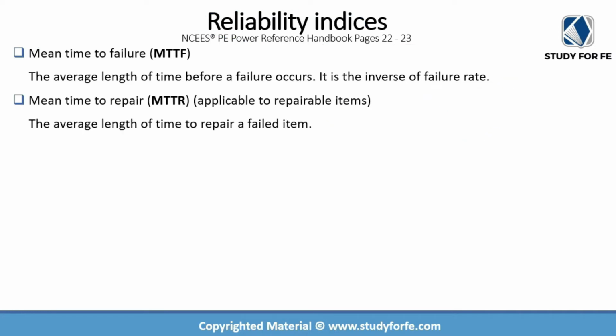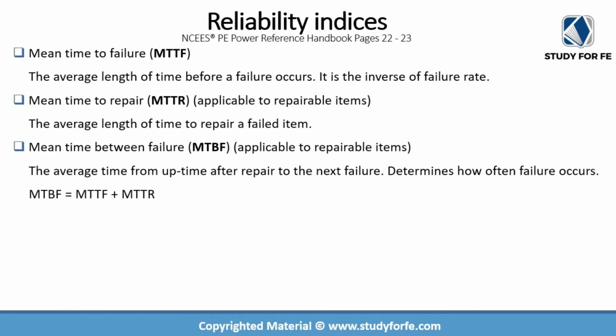After that, we have mean time to repair, or MTTR. Obviously, this is applicable to repairable items only. If an equipment is not repairable and it fails, then it's basically done. This is the average length of time to repair a failed item. Then we have mean time between failures, abbreviated as MTBF. This obviously is applicable to repairable items as well. This is the average time from uptime after repair to the next failure. It determines how often failure occurs, and it is basically the sum of MTTF plus MTTR.